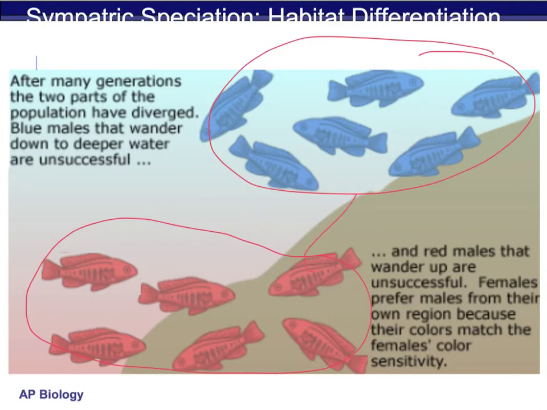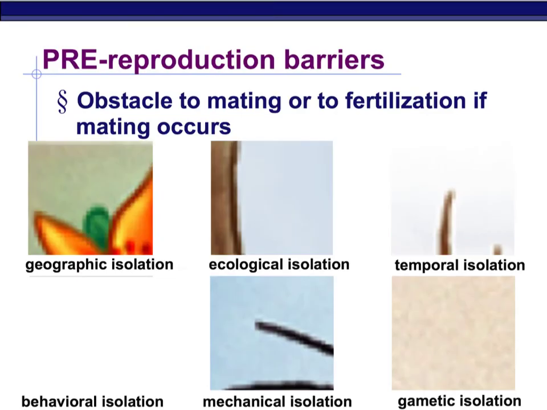If this fish decided to swim up into this blue fish region, he wouldn't be successful. He wouldn't have any mates. Same thing if this blue fish decided to swim down into this red fish zone. Okay, sorry about the distorted pictures.